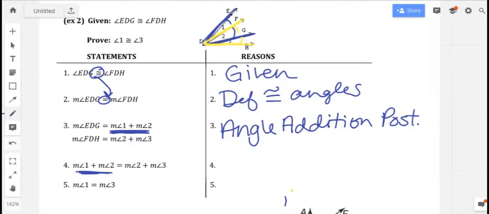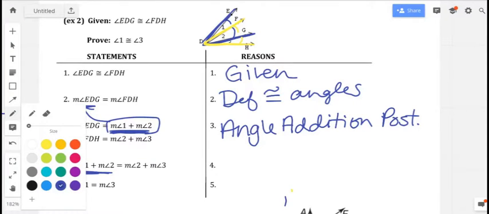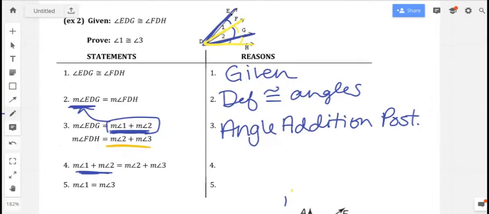Notice how EDG is right here. So basically what we did is we took 1 plus 2 and we popped it in here for EDG. Then we did the same thing with 2 plus 3. 2 plus 3 I've seen up here, and it's equal to FDH. So I just took that and popped it in on this side.